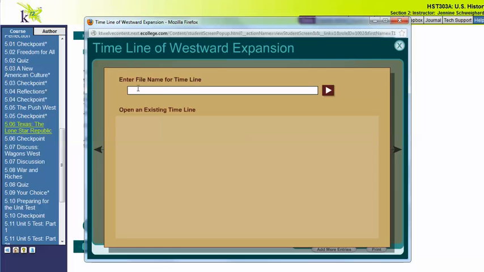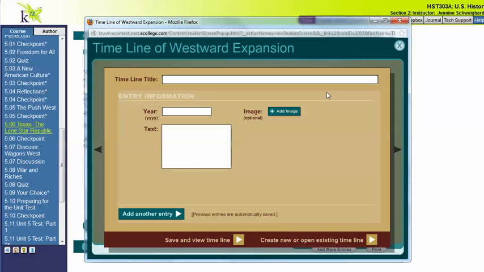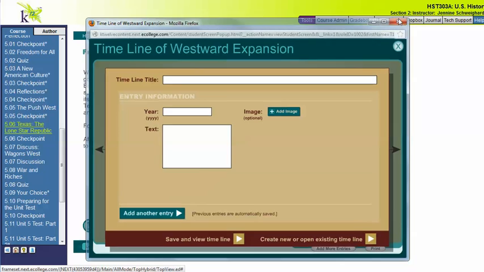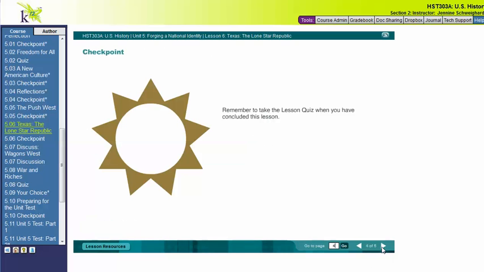Okay, so basically, you give it a title here, and then give it a year, some text, and add an image. Okay, so you're going to come up with several events that happened on the timeline of Western expansion between 1820 and 1836, as you learned in this lesson. Very similar to what we did in the 312 just in time written activity. Okay, so you can just go through the slides and finish that activity.